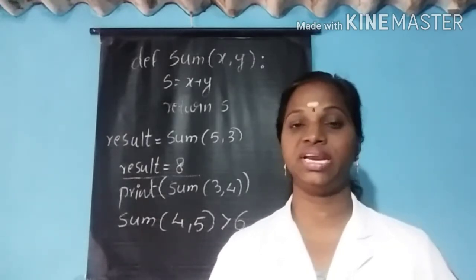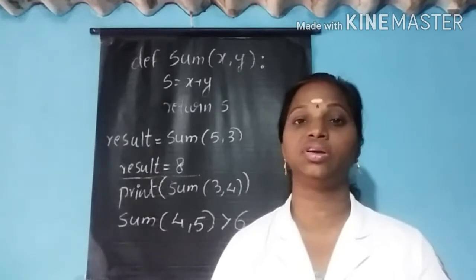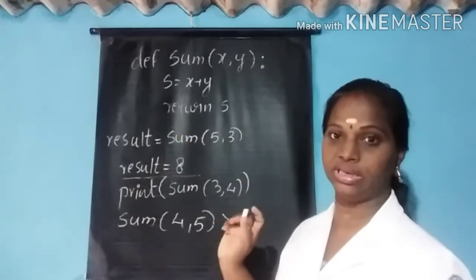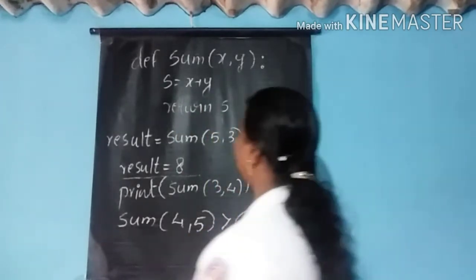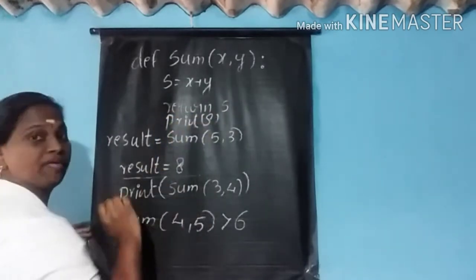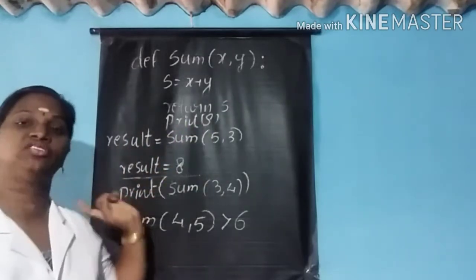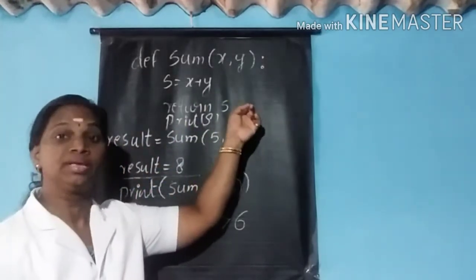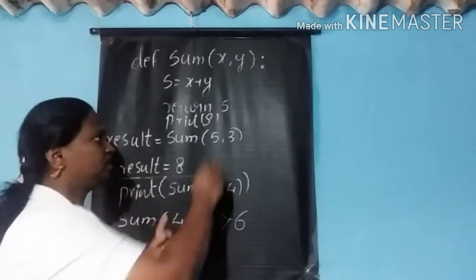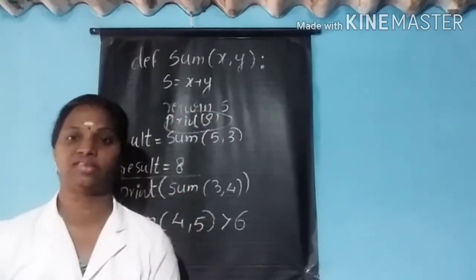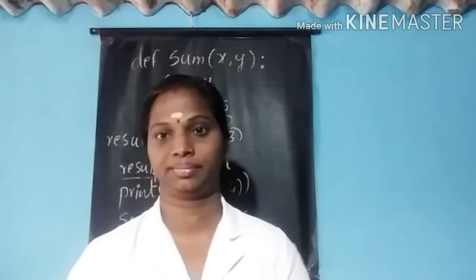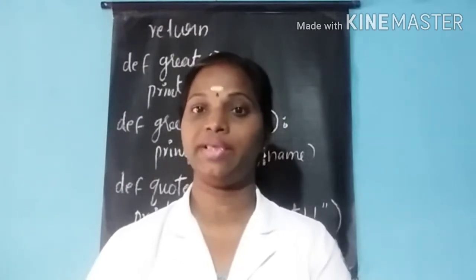See children, any statement after the return statement does not execute inside a function. That means when you write a print statement, print s, after return s, that does not execute while calling this function. When the interpreter executes return s, that is the end of this function. The statement after it does not execute during the execution process. So the return statement is the end of the function.